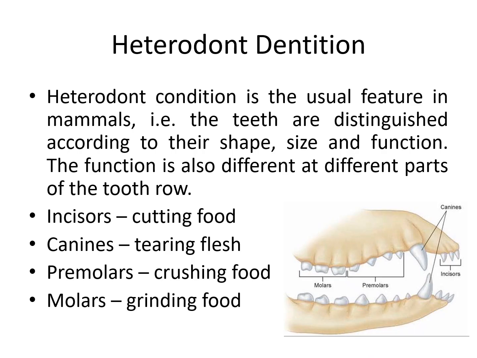Heterodont is a condition which is a characteristic feature of mammals. In this type, teeth are differentiated based on their shape, size, and specific functions. Each type of tooth plays a distinct role. For example, incisors are used for cutting, canines for tearing, premolars for crushing, and molars for grinding food. This specialization allows mammals to process food more efficiently and adapt to a wide variety of diets.